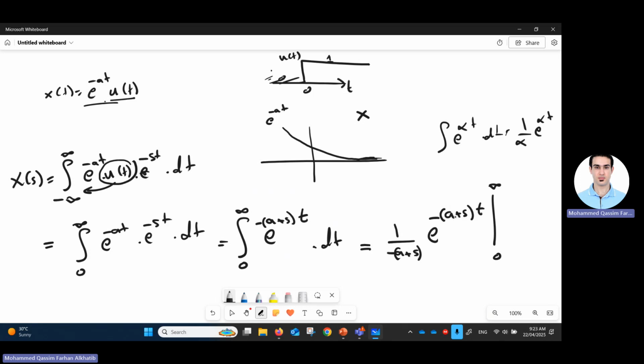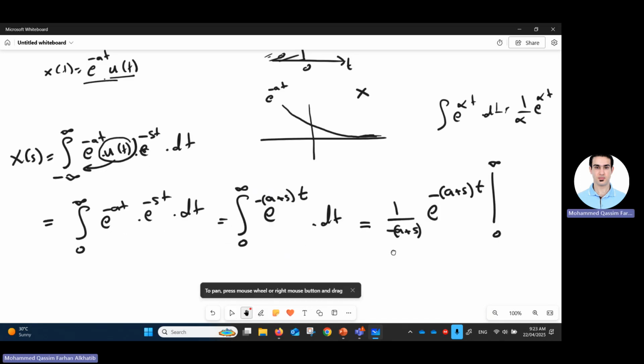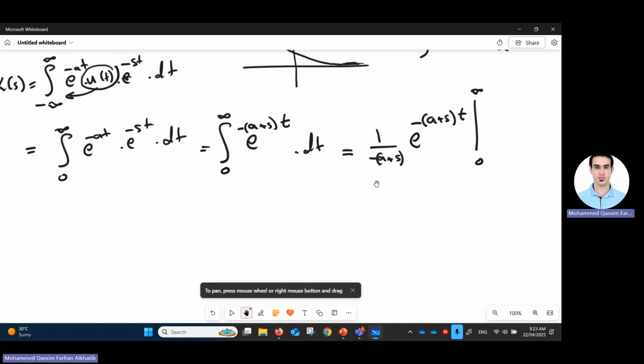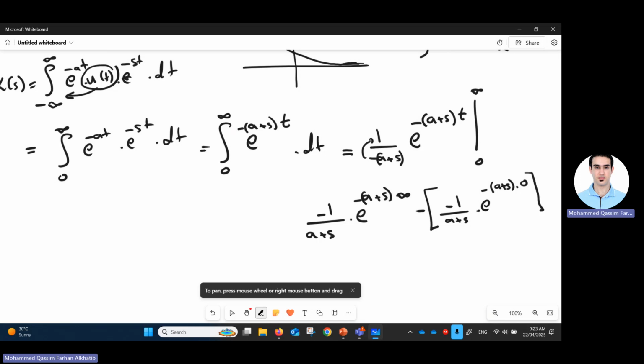All right, so to find the result of this integration, we can simply put the negative sign on top. So I will have negative 1 over a plus s times e to the power minus a plus s times infinity, minus negative 1 over a plus s times e to the power minus a plus s times 0. Right?